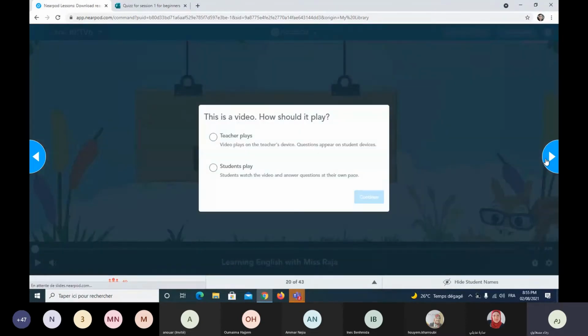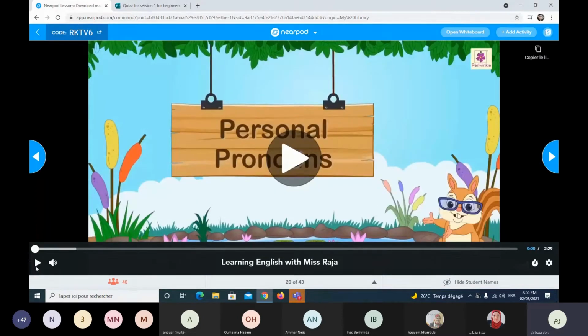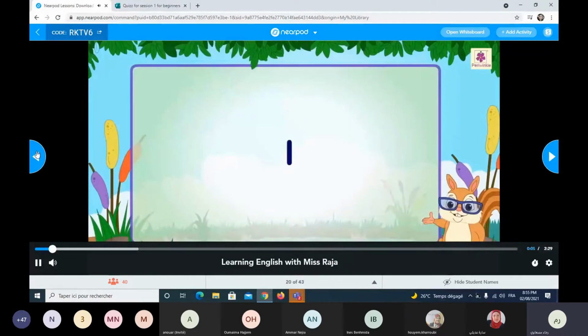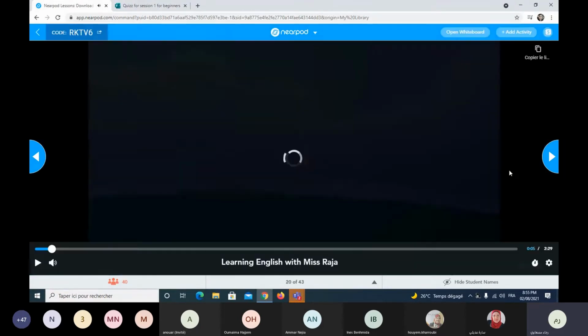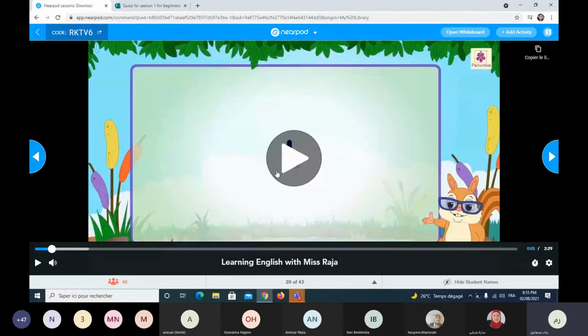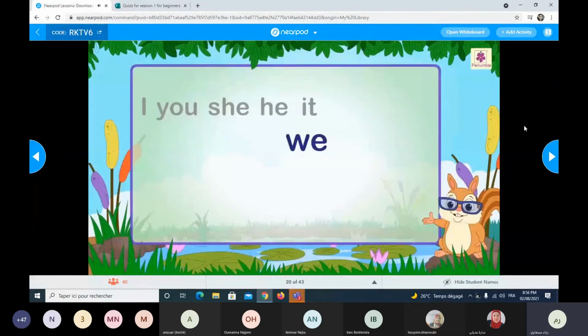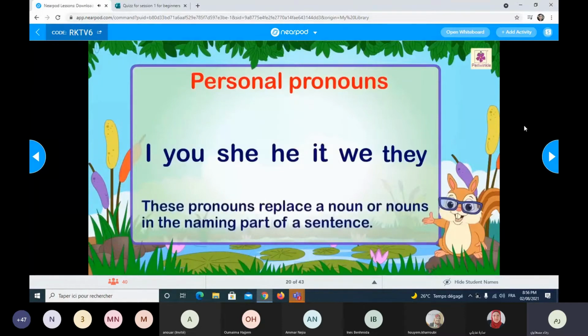Personal pronouns. The words I, you, you, she, he, it, we, and they are personal pronouns. These pronouns replace a noun or nouns in the naming part of a sentence. For example, that man has a mustache. He has a mustache.